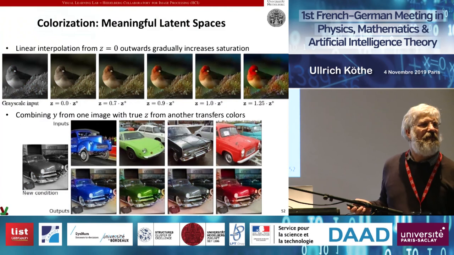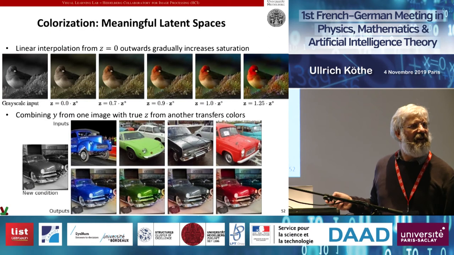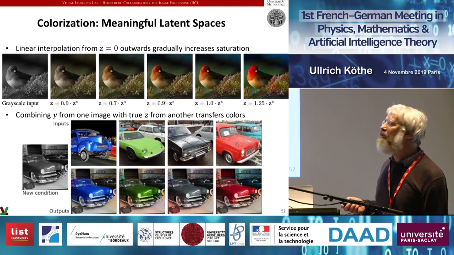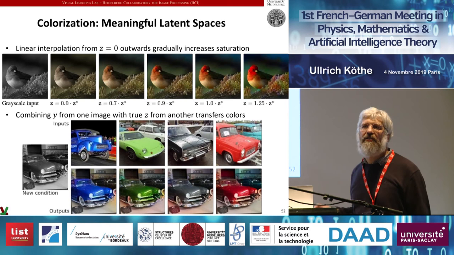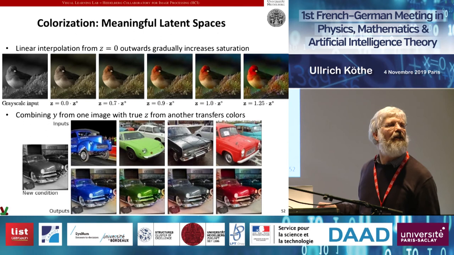Of course, this only works if these images are sufficiently similar. Otherwise, the Z-space structure will be too different, incomparable. But still, it's pretty amazing that the color doesn't leak out of the car, which is a big problem if the method is not perfect. So, colors leaking out or colors changing in the middle of a homogeneous region.